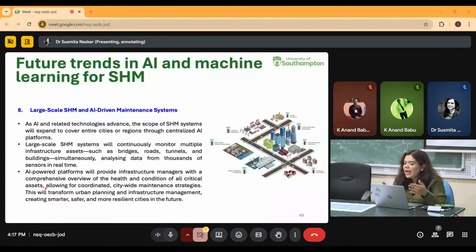As AI and related technologies advance, the structural assessment system will no longer be limited to individual assets, right? They will expand to cover entire cities sometimes, or entire regions. So we give a company the task: okay, you need to monitor the entire region. It's not only about one building, or maybe one small village. That's where we are expanding SHM to a larger scale through a centralized AI platform.